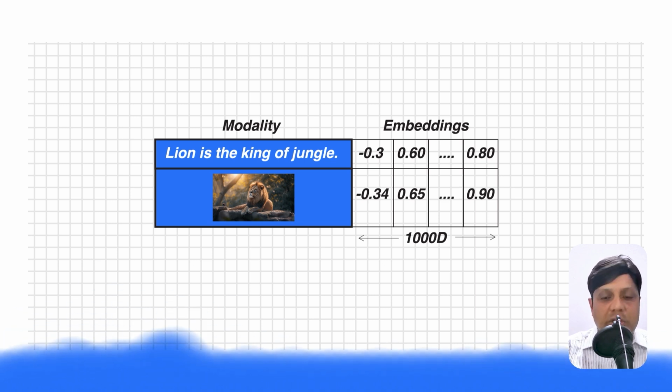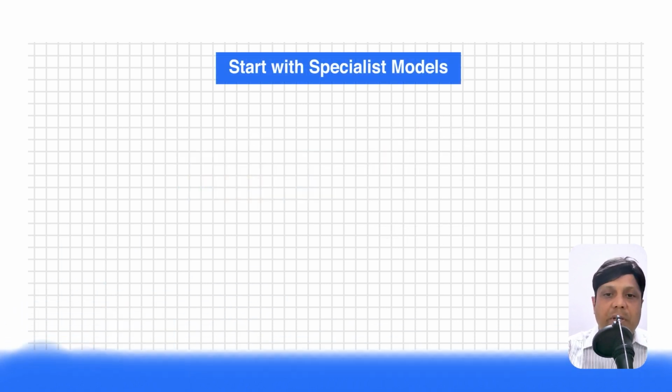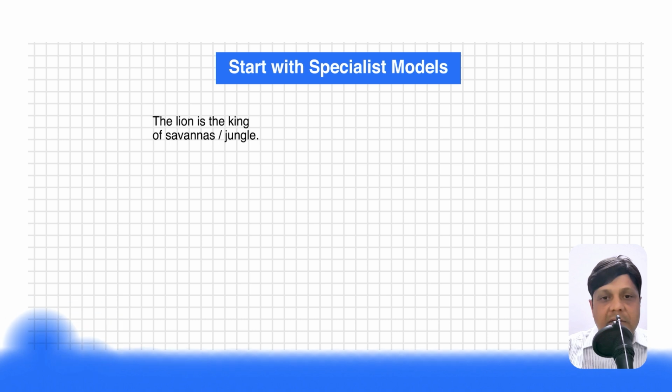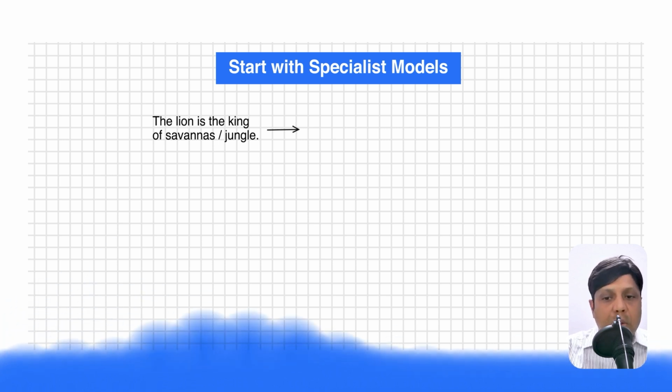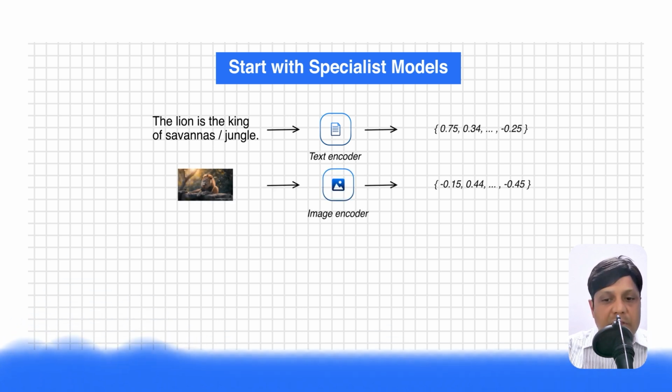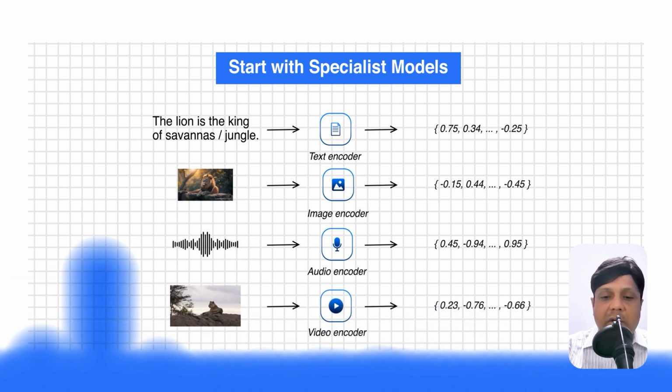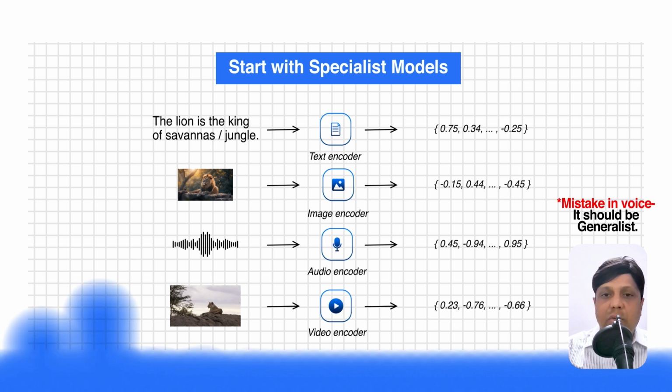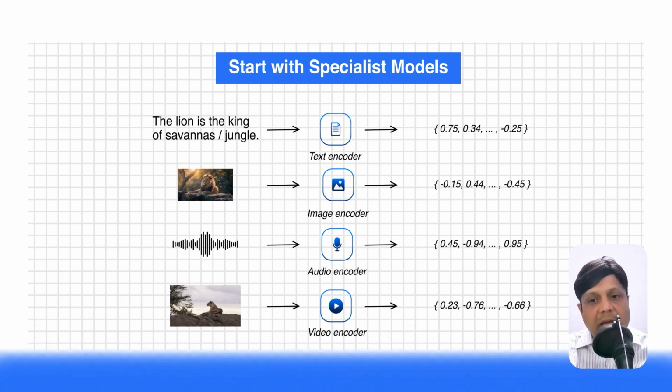So this is what we want to achieve. So how do we do that? We first start with specialist models. So we have text, like "The lion is the king of the savannas," or "The lion is the king of the jungle." We'll encode it using a text encoder, and using an image encoder, we'll encode an image. Using an audio encoder, we encode a voice, and using a video encoder, we encode video. So you can see that when we use specialist models, we get very different embeddings. Now we want to bring them closer to each other.